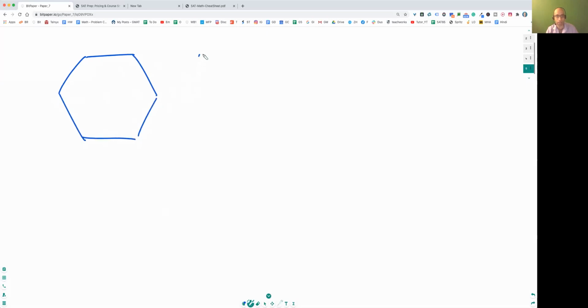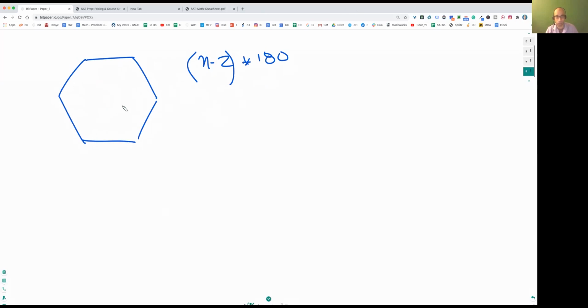It's got 6 sides, and the formula is n minus 2 times 180. Okay, so tell me what it is. Waiting for you. Nice. I'm getting answers here. Remember, n is equal to how much? Just think about it. In a hexagon, n is equal to 6.